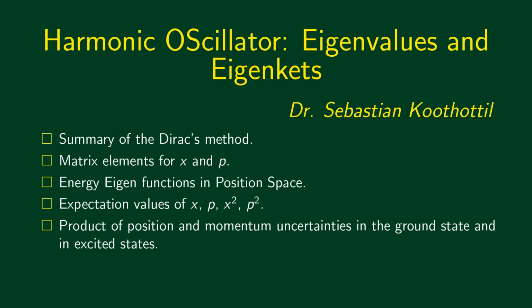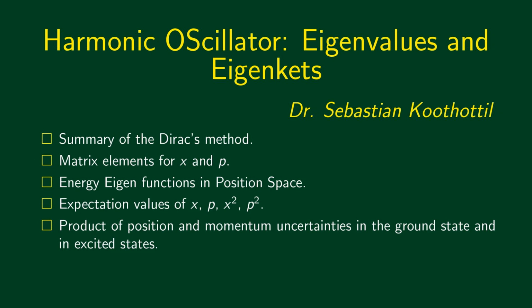Hi, we are discussing the harmonic oscillator problem. In the last class, we obtained the eigenvalue spectrum and also the eigenkets for the harmonic oscillator Hamiltonian. We used Dirac's operator method to obtain them. In this class, we shall continue our discussion of the harmonic oscillator, and we shall mainly illustrate some of the things that we have learned so far.